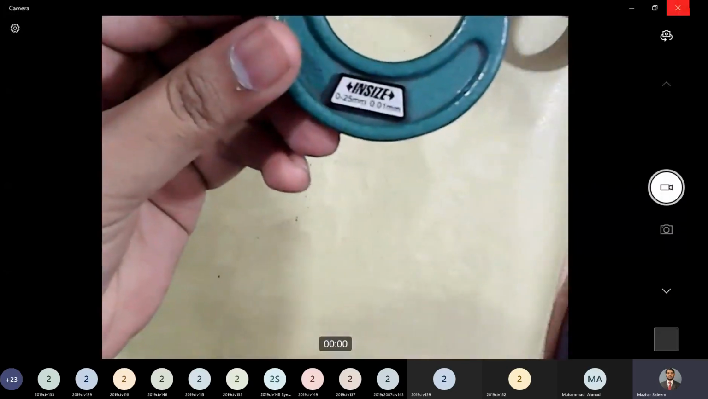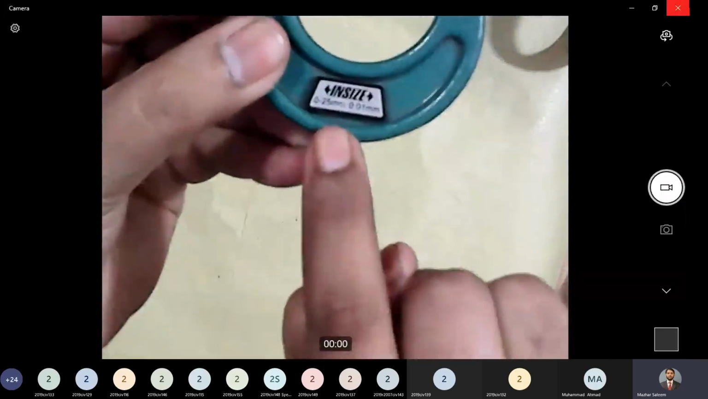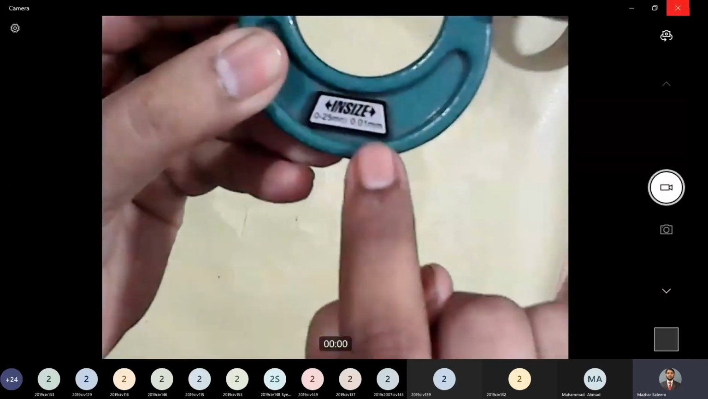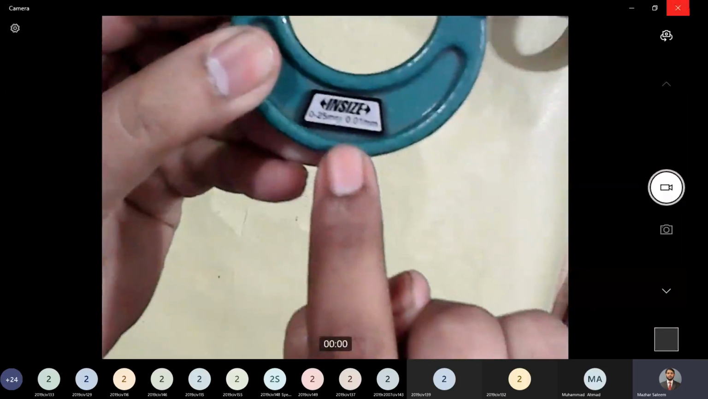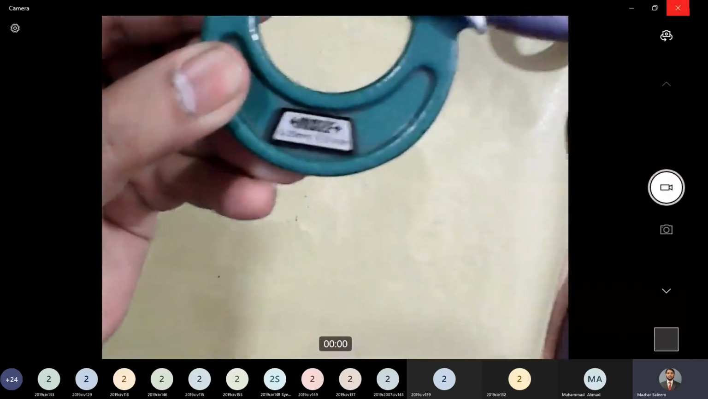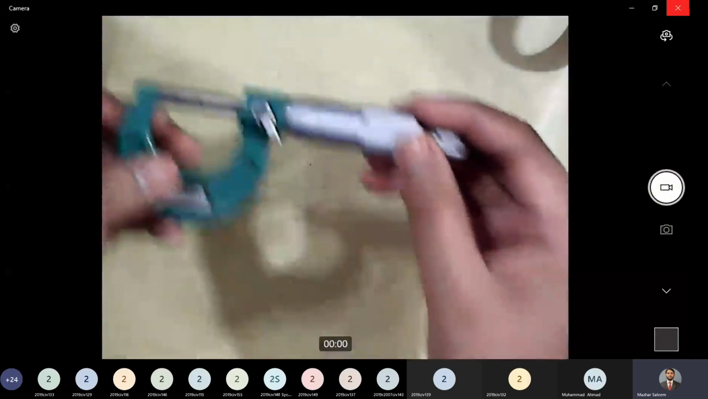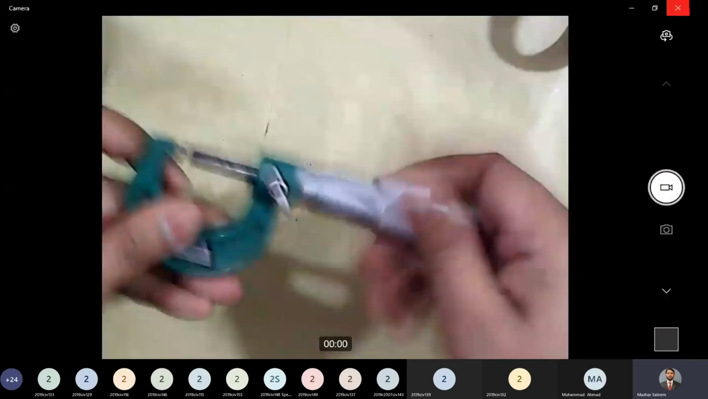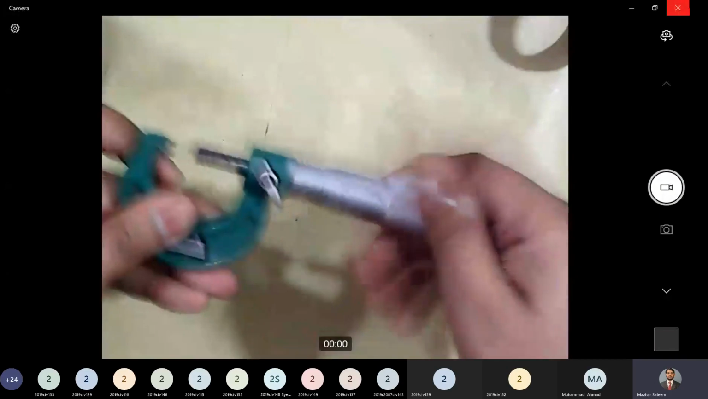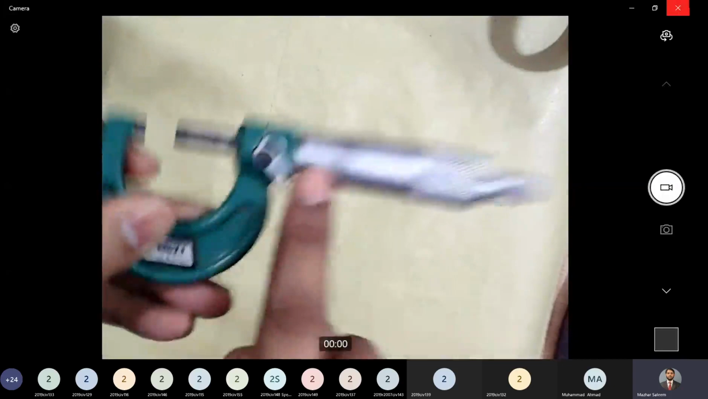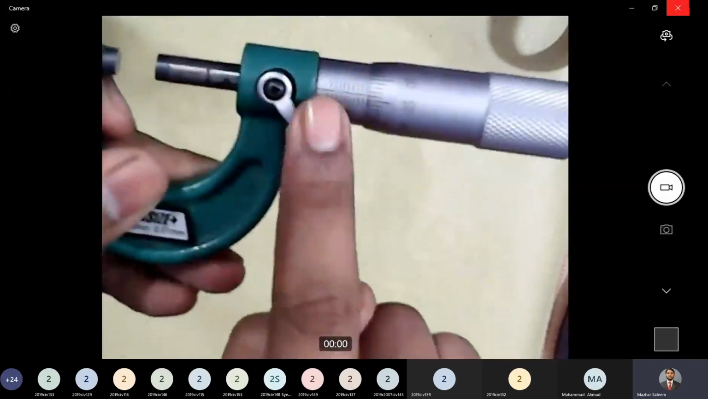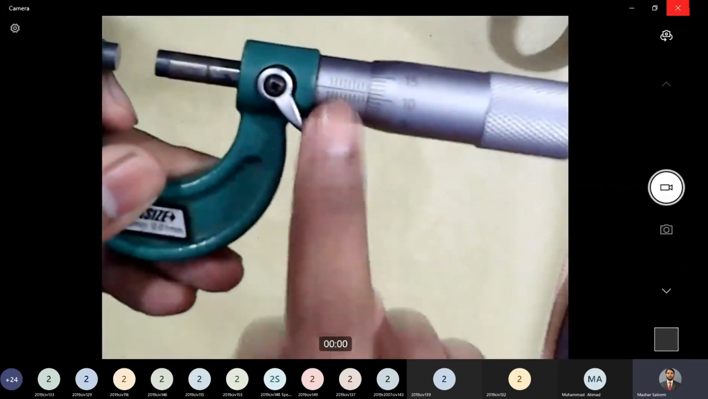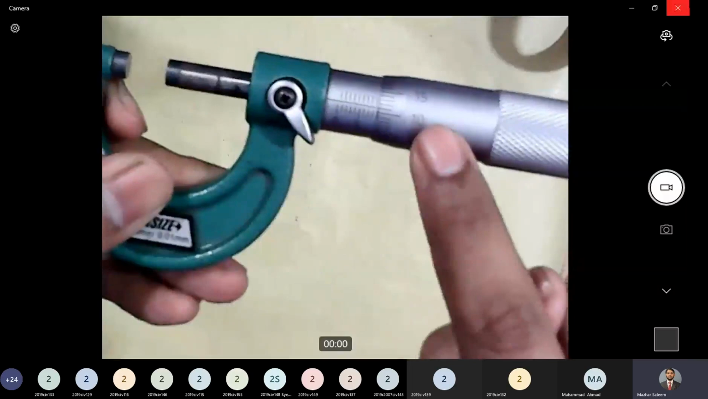Yeah, I think now it's visible. So the range is written here as well as least count is written here. The range is from 0 to 25 millimeters and least count is 0.01 millimeters. And this instrument has two scales. One is this linear scale, one is the linear scale on the straight line, and other is circular scale.